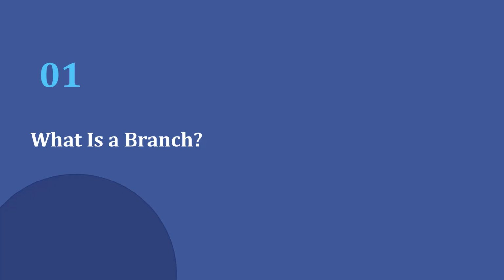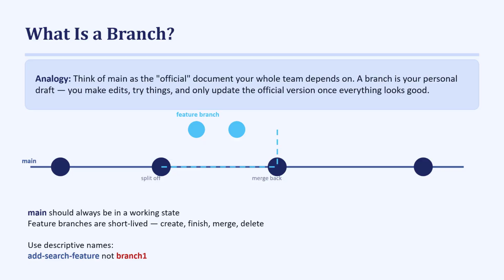Well, a branch is a parallel version of your code. You can make changes on it without affecting what is in main until you're ready to merge. There's an analogy that I always like to think of. We think of main as the official version of a document the whole team relies on. The branch is your personal working copy where you can make edits, try things, mess things up, and only update the official version once you think everything is ready and it looks good.